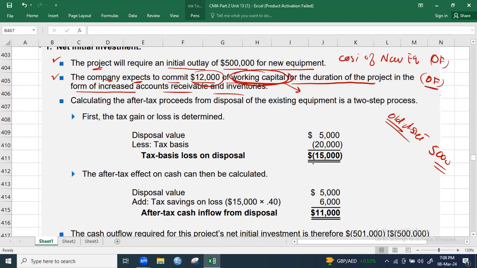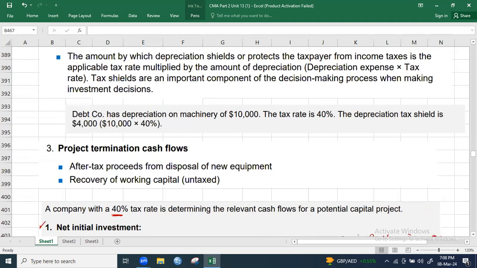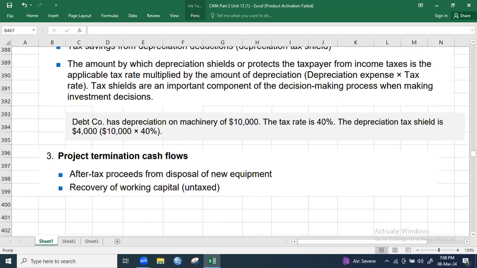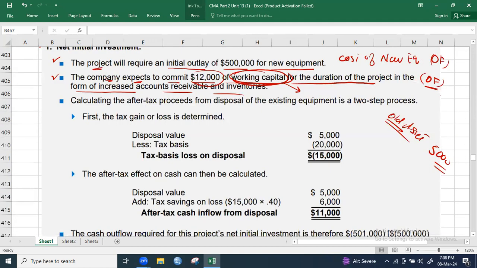Do you remember what we need as the third cash flow here? We need the after tax proceeds from disposal of old equipment. Cost of equipment is given straight away, and investment in working capital will be given straight away. But the after tax proceeds from disposal of old equipment you have to calculate, and we are doing this now. For that, he will tell you the information: for example, the old asset is sold for 5,000. This is the sale price. And he will also tell you the tax base of the asset.